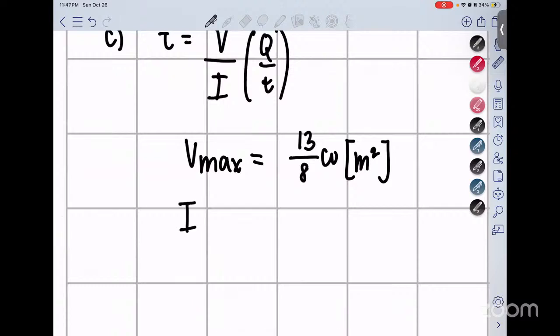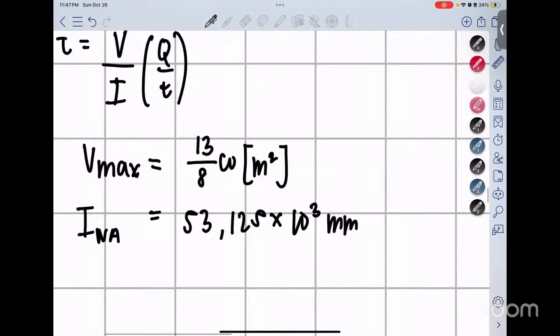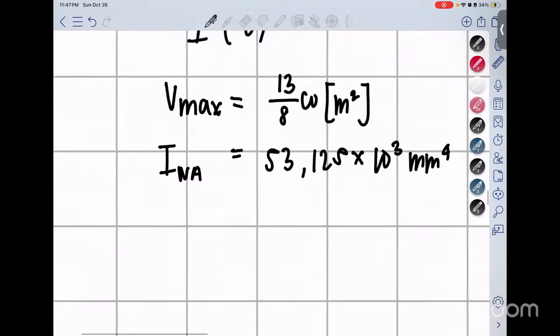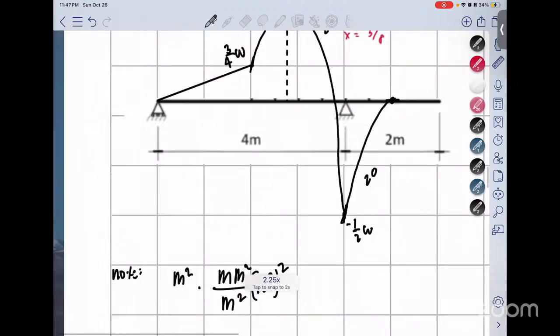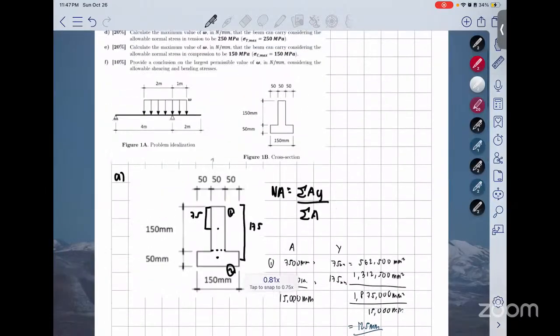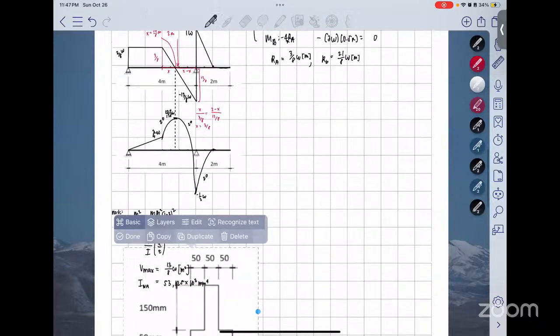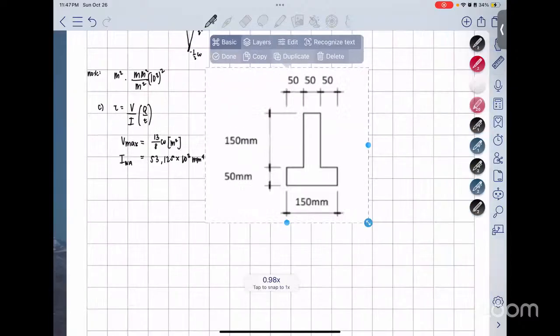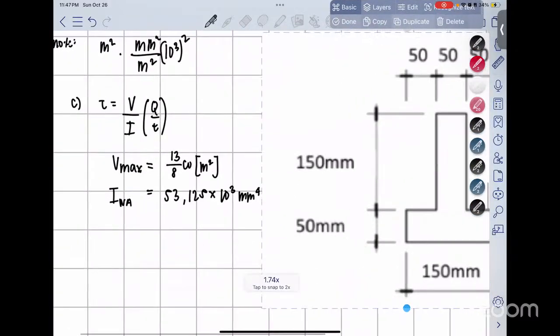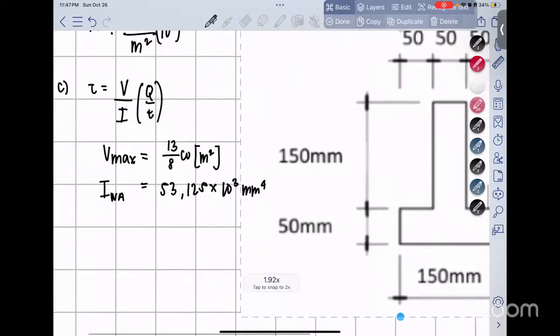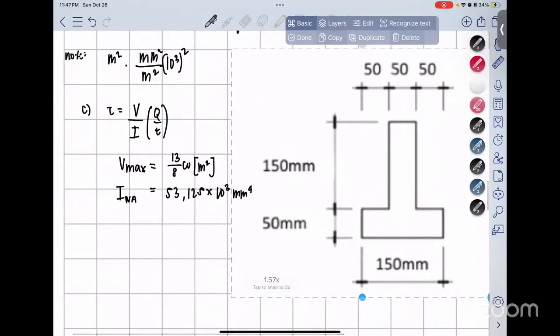I is given already at the neutral axis, which is 53,125 times 10 to the 3 millimeters raised to 4. And then our Q over T is what we want to find. Our figure has junctions, meaning we also have to consider what the potential value might be at the junction. If there's no junction, then it's automatically the neutral axis. But if there is, then you have to consider junctions.